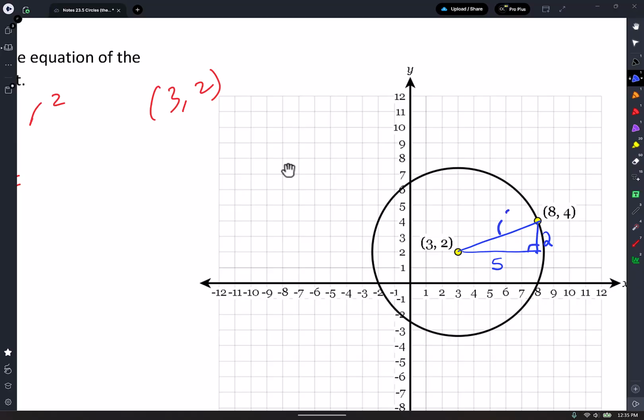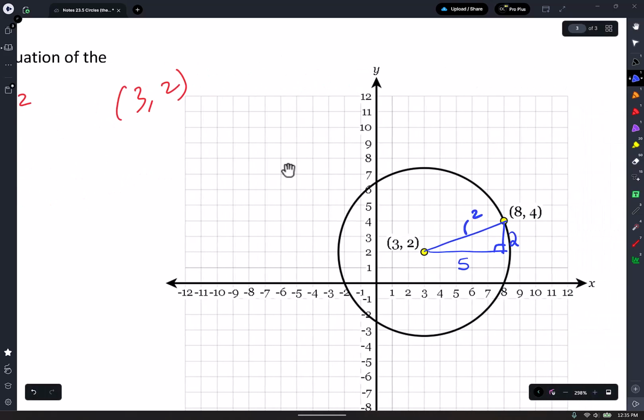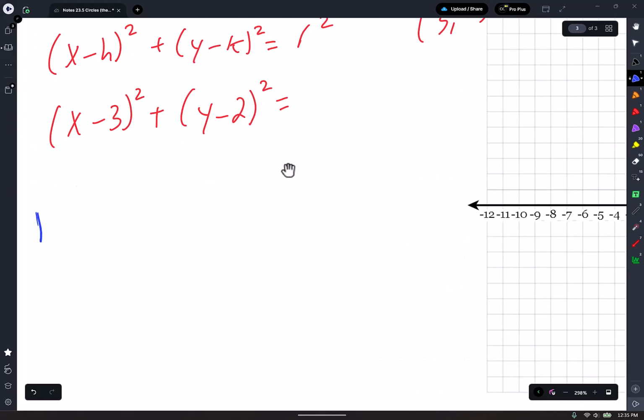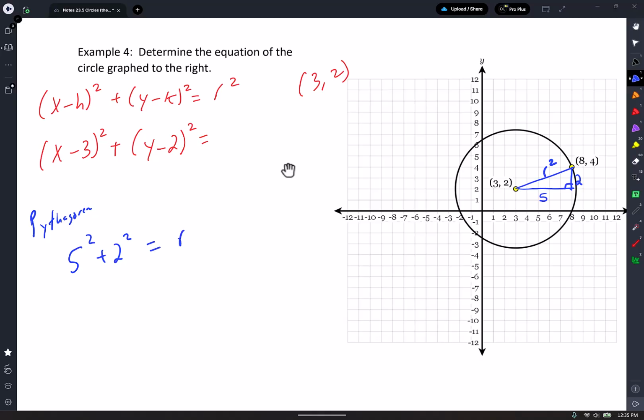And now look at this, even better. You see how that says r squared? You're not going to have to even simplify it. Just leave it like this. Look, 5 squared plus 2 squared equals r squared. So I'm just doing Pythagorean theorem. Look, I'm doing it here in blue. So let me zoom out. Pythagorean: 5 squared plus 2 squared equals r squared.